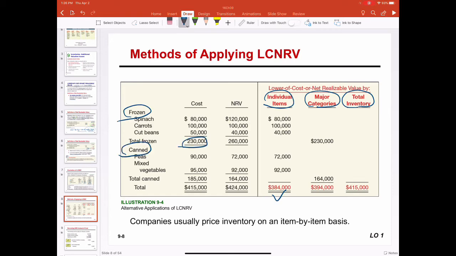The book value of the frozen is 230, NRV is 260. So the book value is lower, so we apply the book value. For the canned, the book value is 185, NRV is 164. The book value is greater, so we apply the NRV. This is the new book value of all the inventories. Or we can just simply compare the total of the book value with the total NRV. So the book value is less, so we keep using the book value.